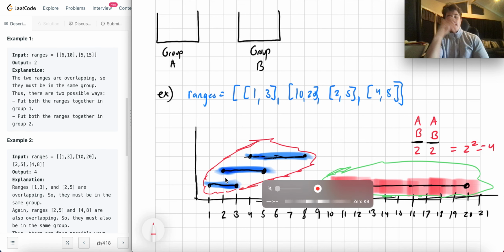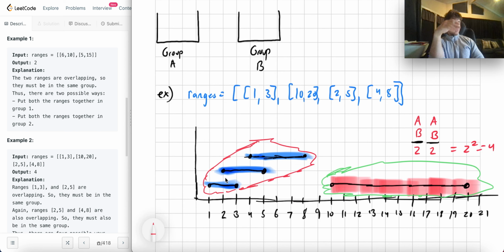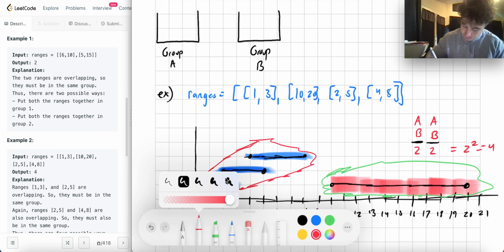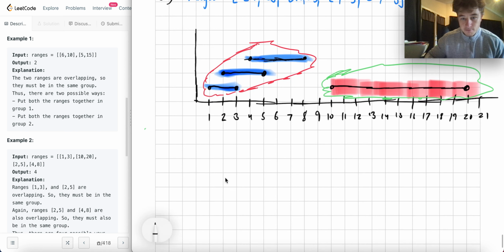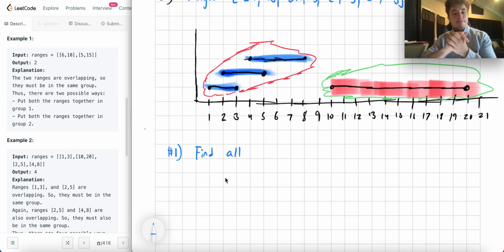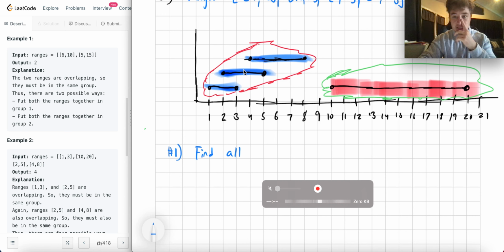Okay, so I think you get the general idea of this problem. What we want to do first is find all bundles. And I'm saying bundles basically meaning all the ranges that are overlapped together or share some overlap with some other component like this, right? All the overlaps are together.